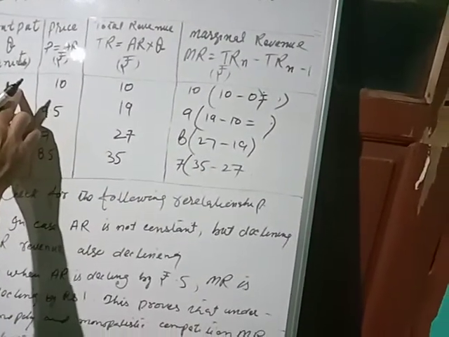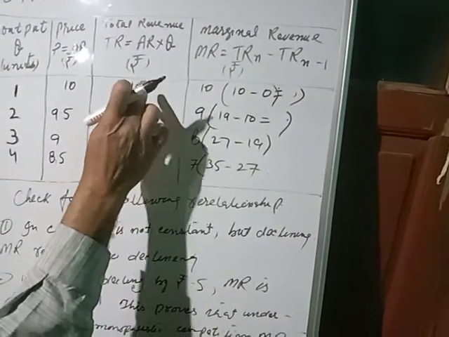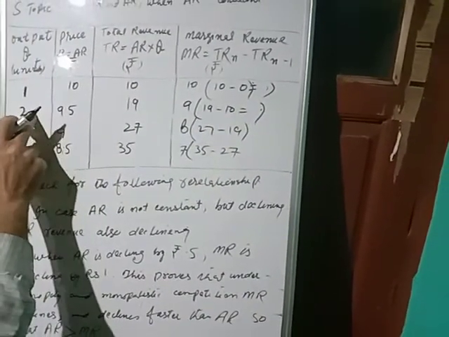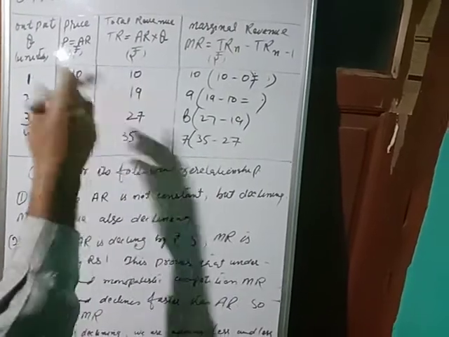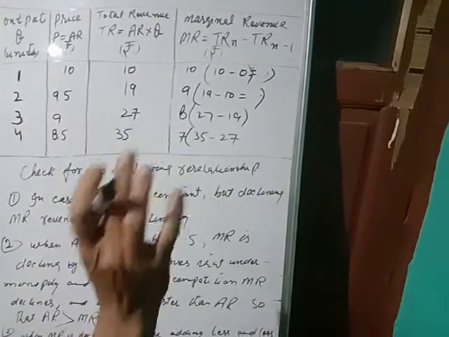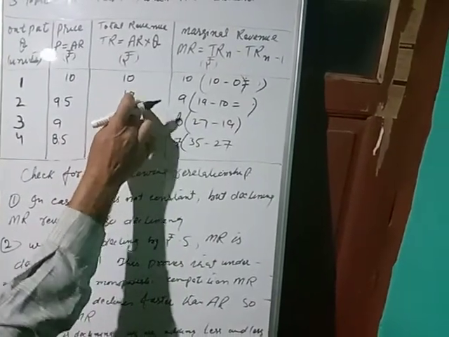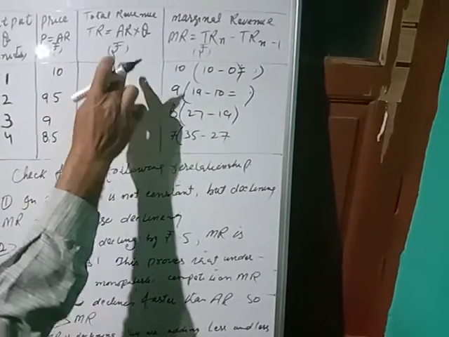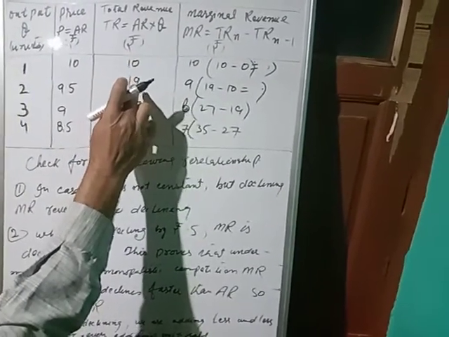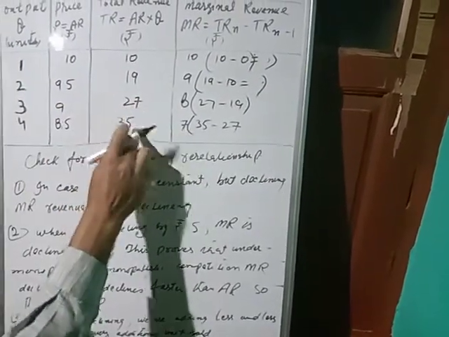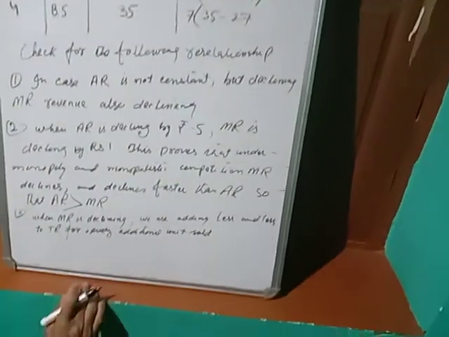Here you can see at unit first, TR is equal to 10, and from unit second it is 19. That means it has decreased. Otherwise, if it has been the same, then we can say it is 20, 30, 40, but it is 10, 19, difference of 9. Here it is additional 9, then 8, then 7, so it is less and less.